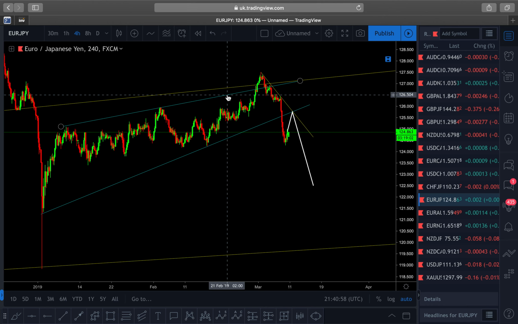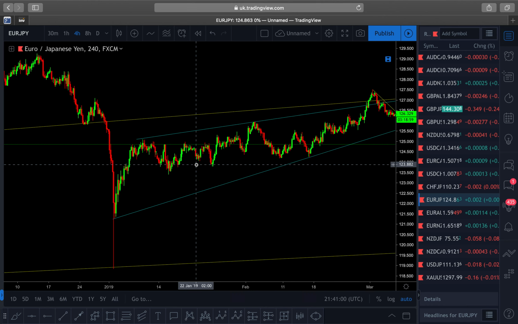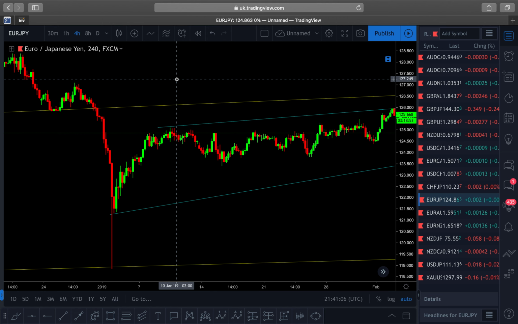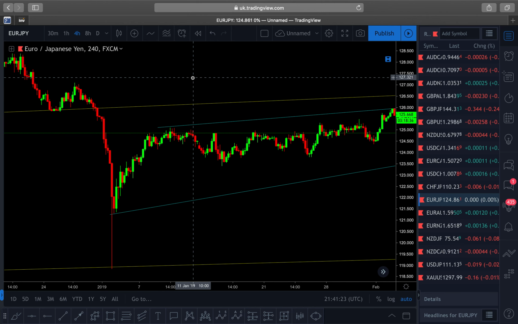We ended up breaking below this trend line over there, and you might be asking yourself, how come I've started my trend line there? It's because this massive wick was caused by news, basically. That's how I'm going to summarize it. Japanese yen being the safe haven at the start of the year, all the big algorithms just started to buy a lot of Japanese yen. Massive, massive demand for Japanese yen. The price of Japanese yen went up, hence euro versus Japanese yen fell down.